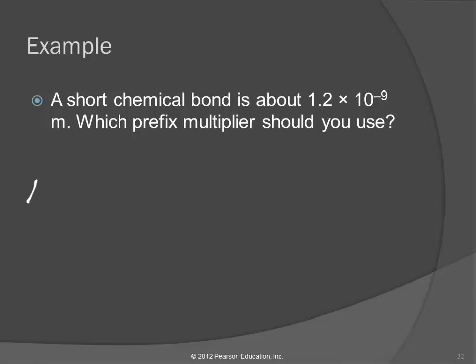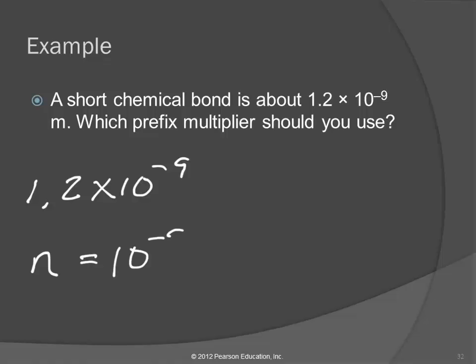So here we have 1.2 times 10 to the minus 9. Well, nano means 10 to the minus 9. And that's meters. So what I'm going to do is instead of writing 10 to the minus 9, I'm going to write its abbreviation, n. So this is 1.2 nanometers. Okay, that's how the metric system works. Instead of writing times 10 to the minus 9, I write nano. And we all understand that nano means 10 to the minus 9. Any questions?